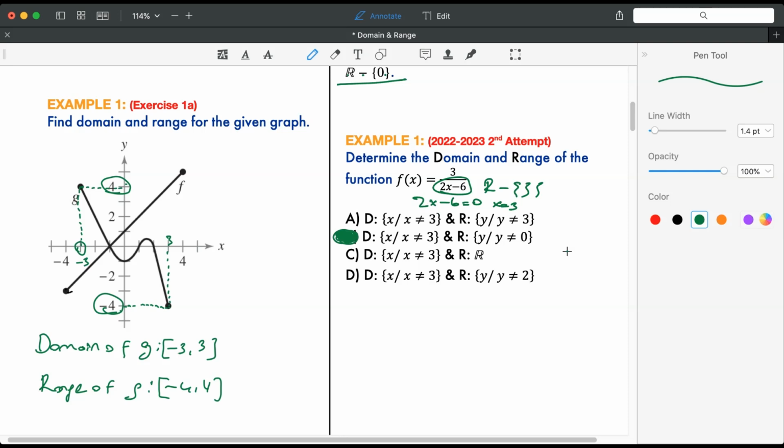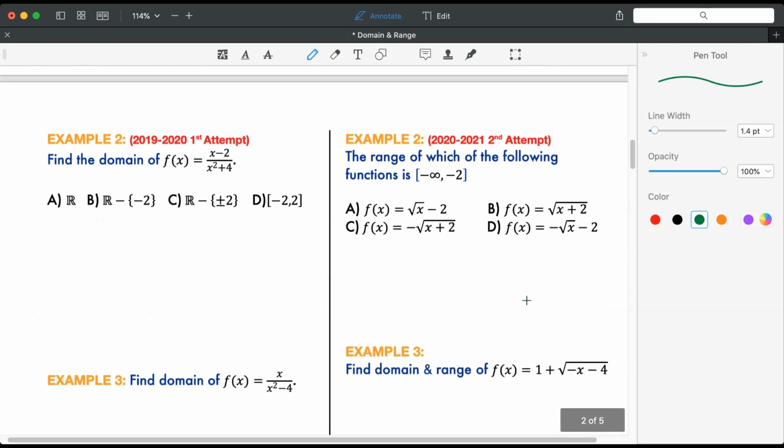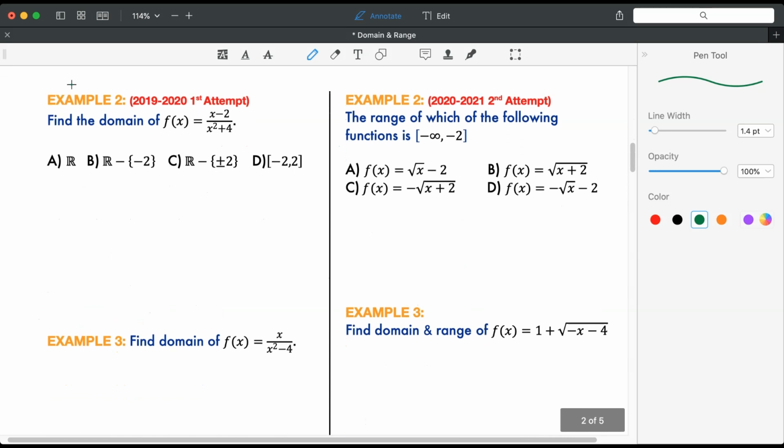Let's move on. So we have such simple questions just solved by this. Number 2. Another question, find the domain. In order to find the domain of rational expressions, we should look at the denominator and exclude the values that make the denominator 0.